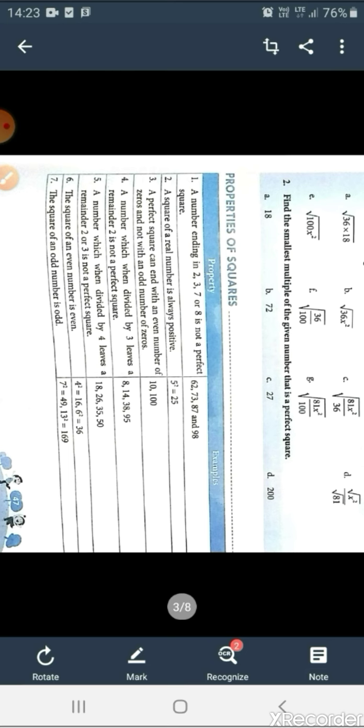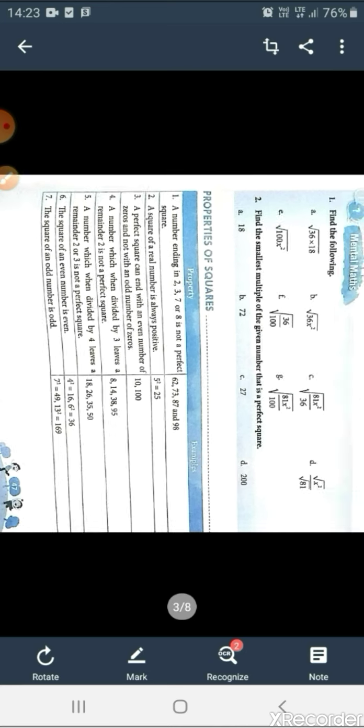7. The square of an odd number is odd. For example, 1 square is 1, 3 square is 9; 3 and 9 are both odd numbers. 7 square is 49; 7 and 49 are both odd numbers. So these are the properties of squares.